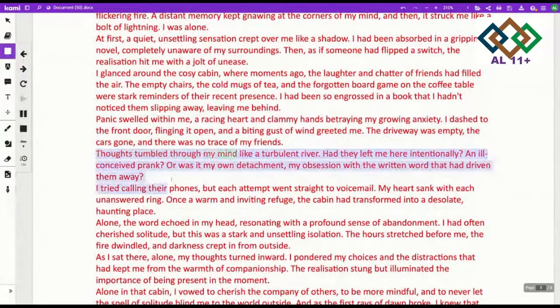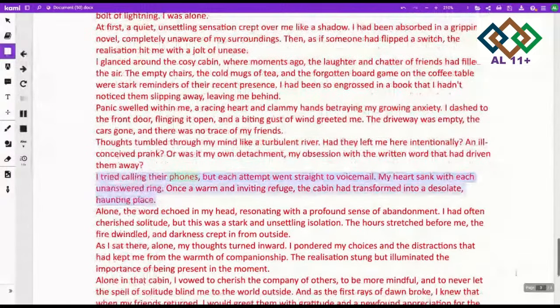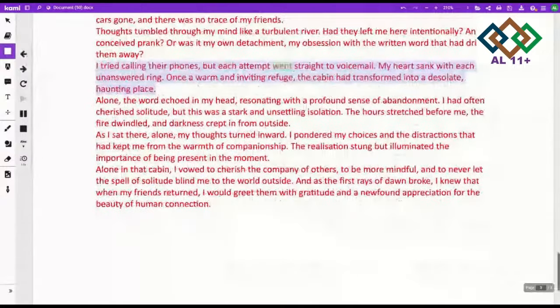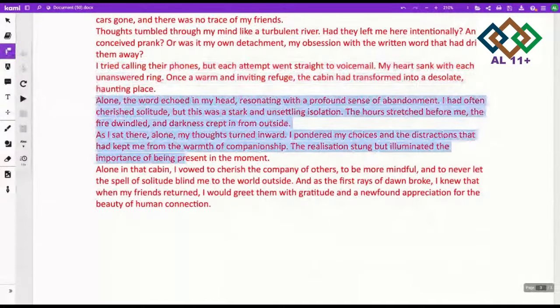Thoughts tumbled through my mind like a turbulent river. Had they left me here intentionally? An ill-conceived prank? Or was it my own detachment, my obsession with the written word that had driven them away? I tried calling their phones, but each attempt went straight to voicemail. My heart sank with each unanswered ring. Once a warm and inviting refuge, the cabin had transformed into a desolate, haunting place. Alone, the word echoed in my head, resonating with a profound sense of abandonment.